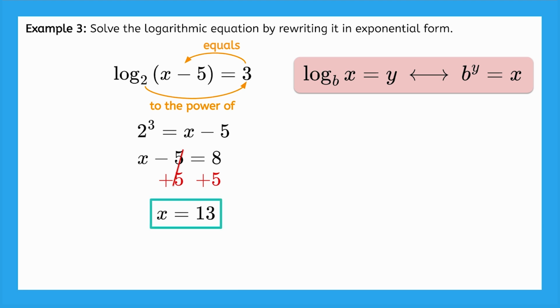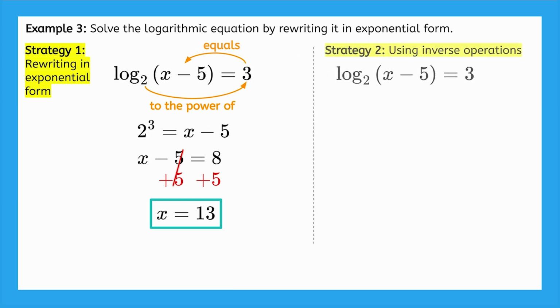What's another way we could have solved this equation? Now that we solved it by rewriting it in exponential form, let's see how it would have played out if we had solved it using only inverse operations. We'd exponentiate each side with base 2, and once again we'd get x minus 5 equals 8, which of course leads us to x equals 13.